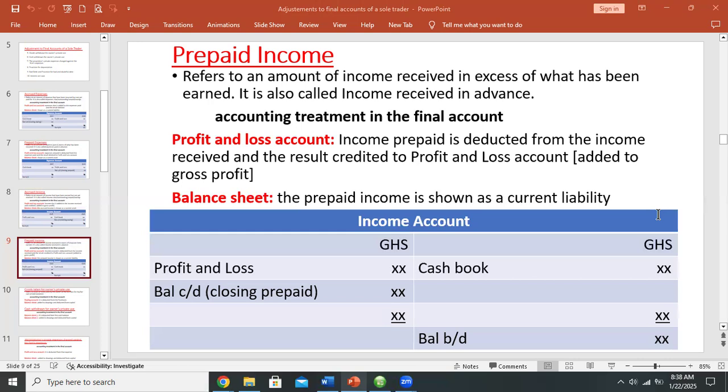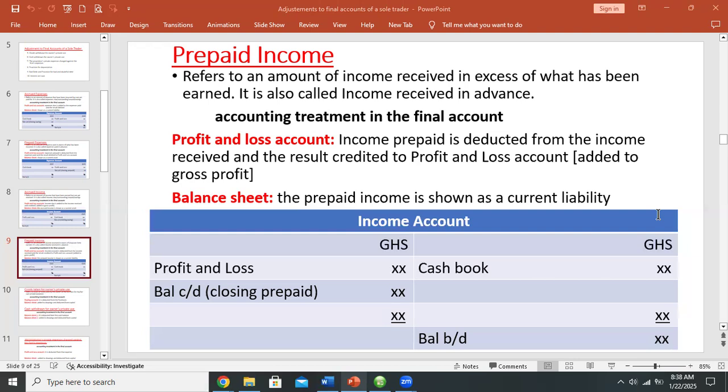Please, I'd like to ask that with the prepaid income, right? It's just that you've not yet rendered the services, but then you've been paid. It's not that the payment is in excess. Like let's say they're supposed to pay 3,000, they pay you 3,000, even though you've not rendered the services, not 3,500.